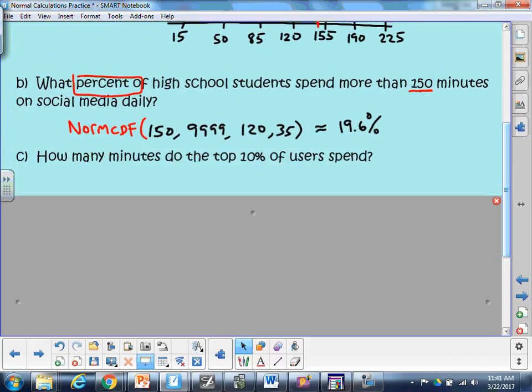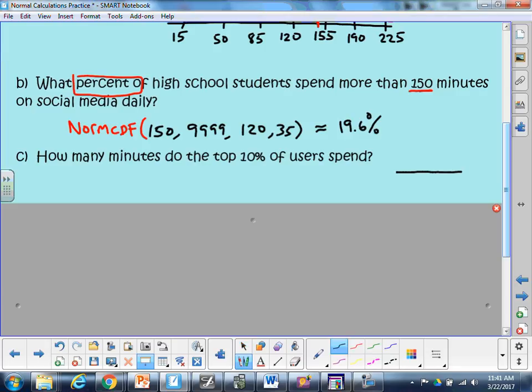Okay, so moving along, how many minutes are the top 10%? So again, think about this. If we have this curve, I'm just going to draw a real brief version of the sketch. I know the mean was 120. Now this time they're giving us a percentage to use. Our answer to this is going to be a value. It's going to be a number of minutes. So we need to think about the top 10% might be up here somewhere, where there's 10% of the values up there. And our job is to figure out how many minutes that would be.